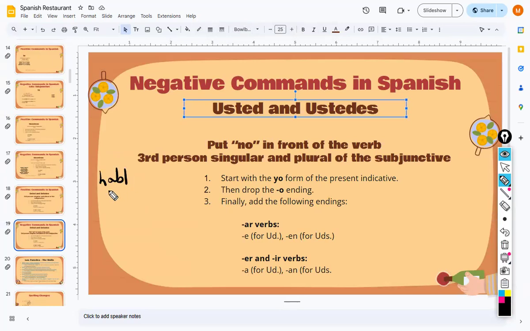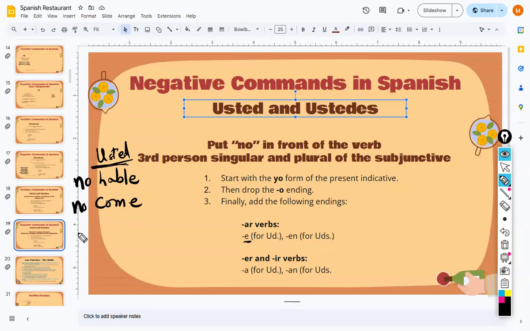So hablo, we get the stem HABL. So this is the usted set, right? So hable, because for AR verbs we add E, right? For ER verbs, comer, come. Oh, what did I forget again? I forgot the no. The most important part of the negative command is no.